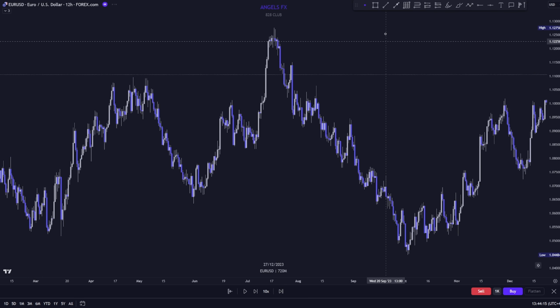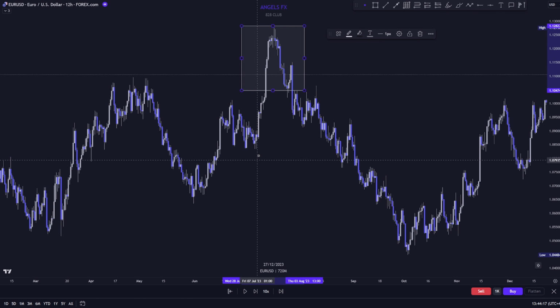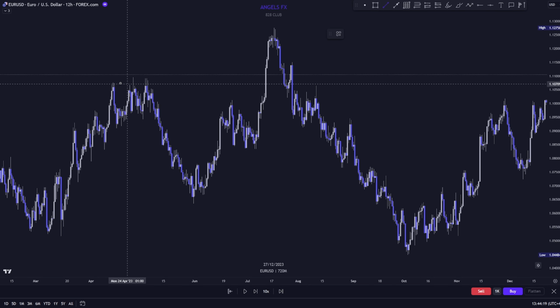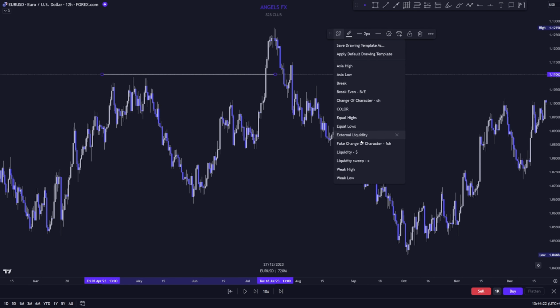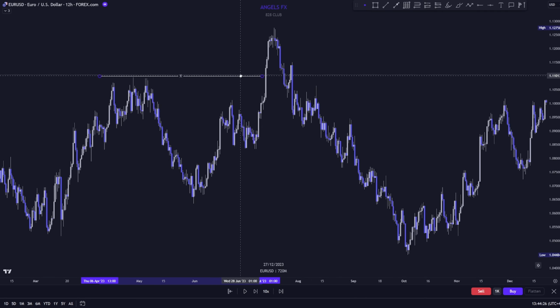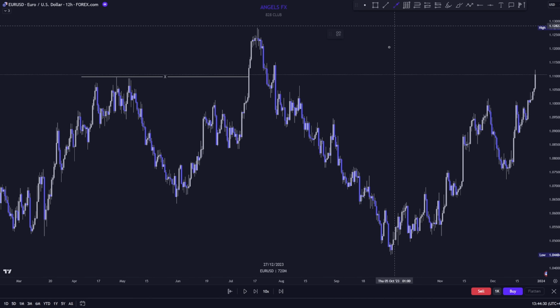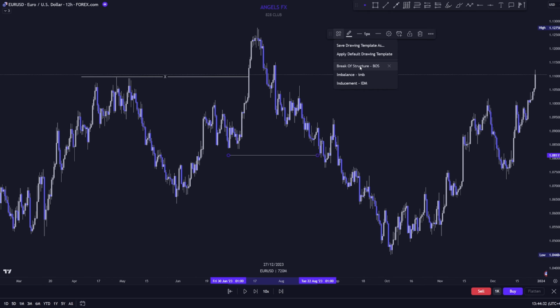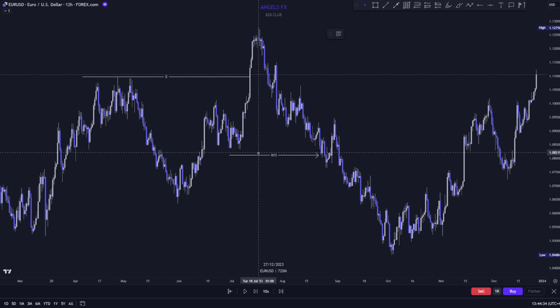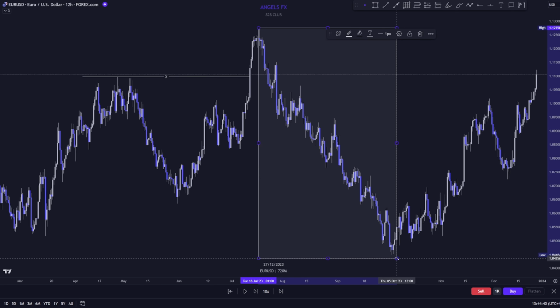Firstly, we can see we had this whole rally, and price swept this liquidity. As you can see in the higher time frame, we are on 12 hour. So we had this beautiful liquidity sweep, beautiful move. After we swept this liquidity, we had break of structures. As you can see, price broke this structure and we had a nice drop, from July to October.